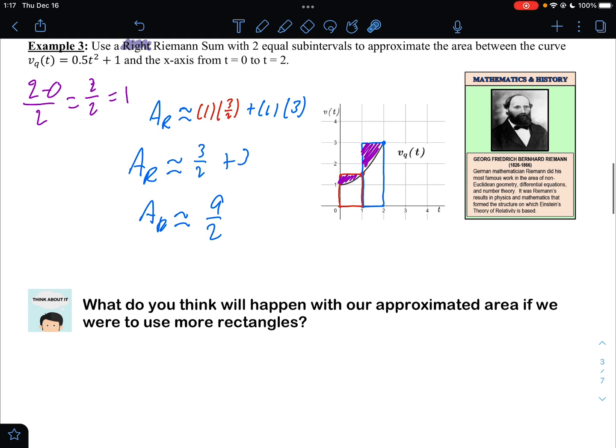So a thinking question here: what would happen if we approximated area using more rectangles, like 6 rectangles or 10 or 1,000 rectangles, which would not be a fun problem to do, right? But we'd probably be getting a better and better approximation with the more rectangles that we try. If we tried 10 rectangles, our approximate area would be closer to the actual area. If we tried 1,000 rectangles, it'd be really close to the actual area.